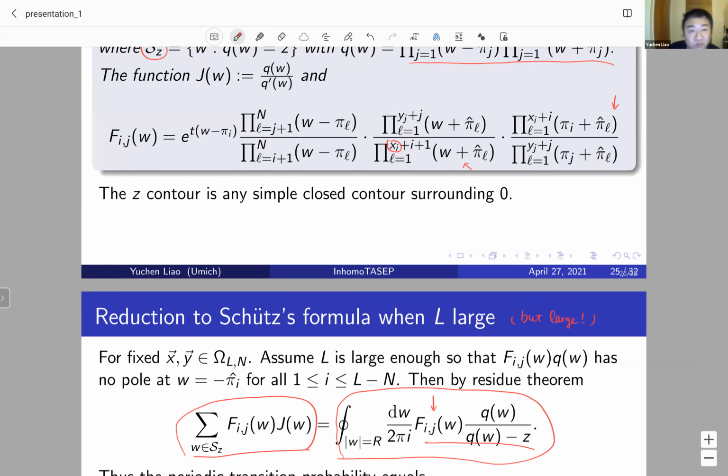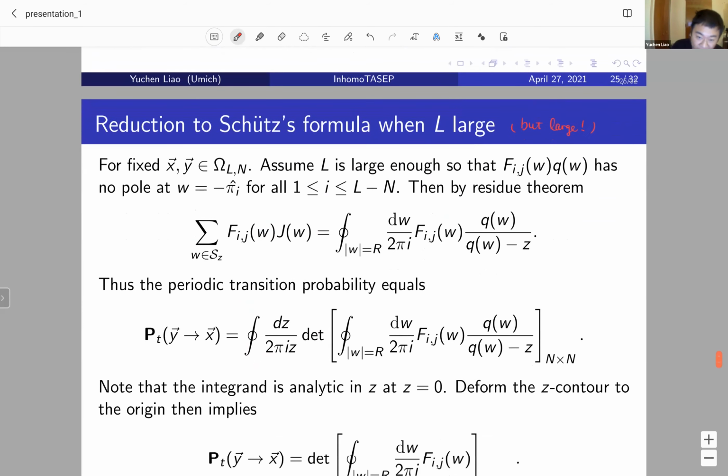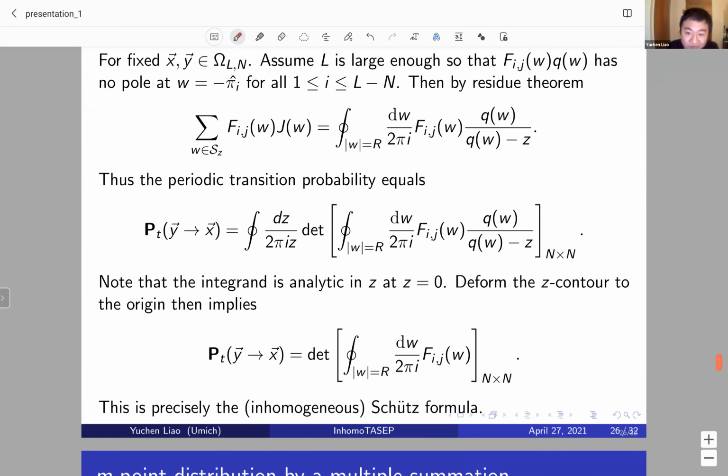would be at those points where Q(w) equals zero, and you can choose this contour to be any contour surrounding all these roots, say a large circle. So for those cases, you have this equality by the residue theorem. Then you plug back into the determinant formula I just gave you, and the result is something like this. You have a determinant whose entries are given by contour integrals, and there is this extra outer contour integral in z. But now you recognize that the right hand side is actually analytic in z at 0.